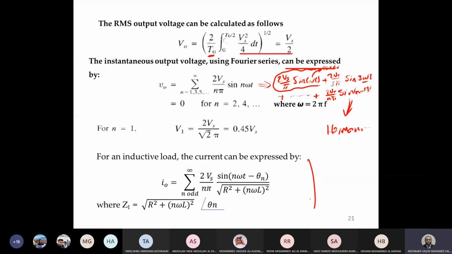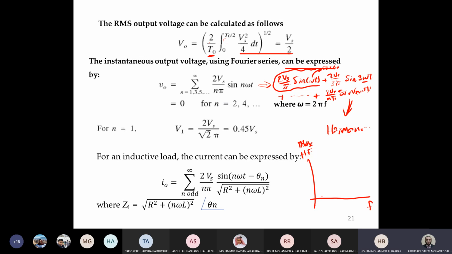The harmonic spectrum, Shabab, is a relation between frequency and harmonic factor. Harmonic factor, we'll discuss it now. What's the meaning of harmonic factor? But for now, we can get the relation not to the harmonic factor, just the fundamental. Maximum value of the waveform. Here, what is the maximum value, Shabab, in case of the fundamental? It's 2Vs over pi. Is it right?